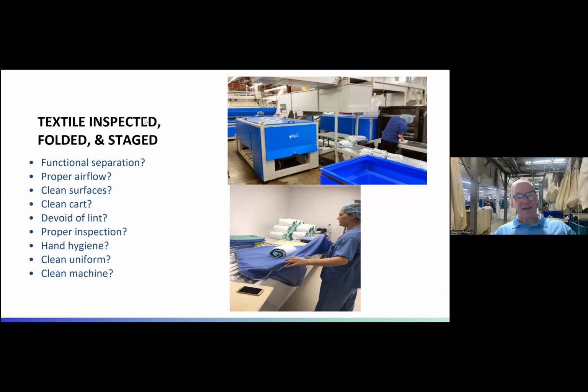So once again, is there functional separation? This is a clean area. Is there proper airflow, positive airflow from this area to the dirty area? Are the carts cleaned and disinfected? Is there lint around here? Is this environment clean? Are they properly inspecting the linen, finding the defects? Are the uniforms clean? And then are the machines clean? So these are automatic machines. If the machines are dirty, guess what? The linen's going to get dirty.